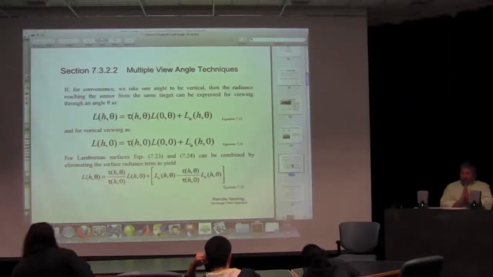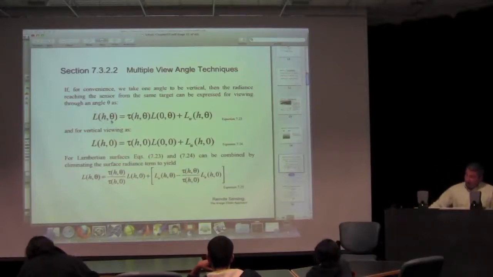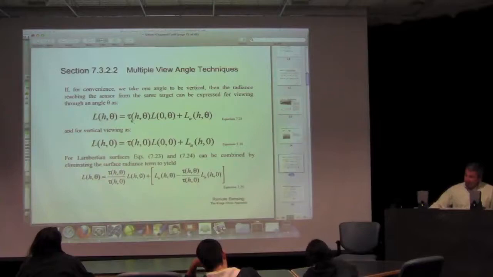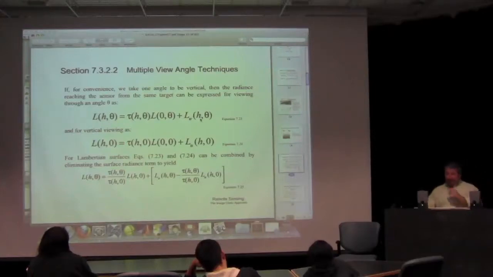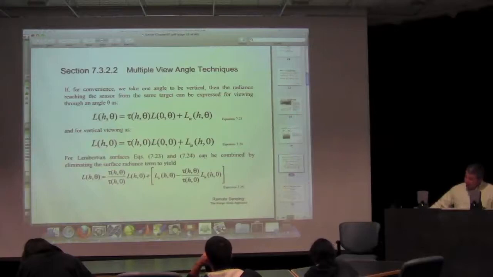All right, so I can write two equations for radiance reaching the sensor. L_H theta is tau_H theta, transmission through that path at that angle to that altitude, times the radiance leaving the ground in that direction, plus the path radiance. All right. And then vertically viewing, where theta is 0, looking straight down, I can come up with an equivalent equation.